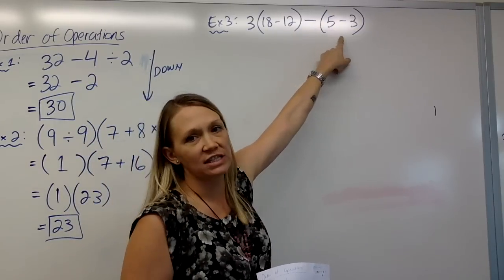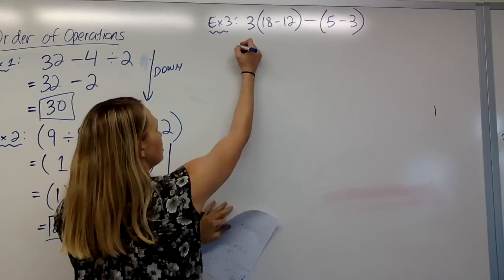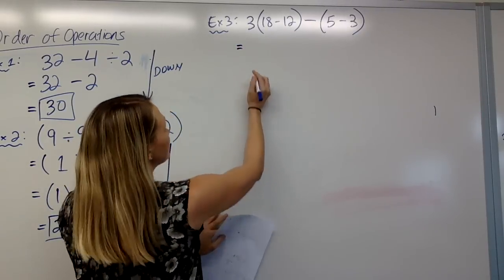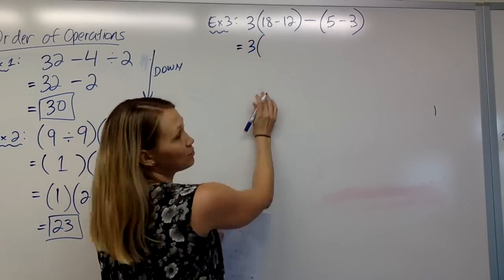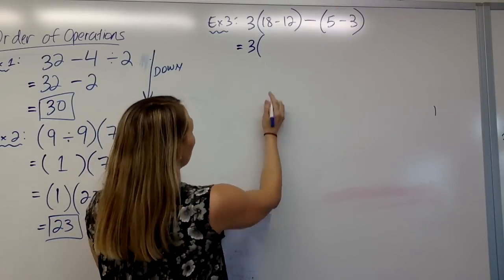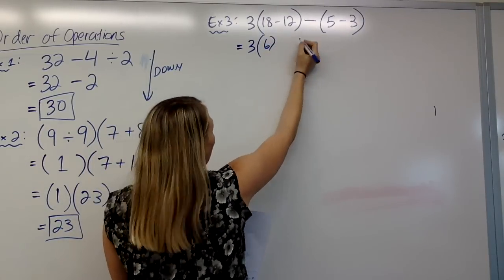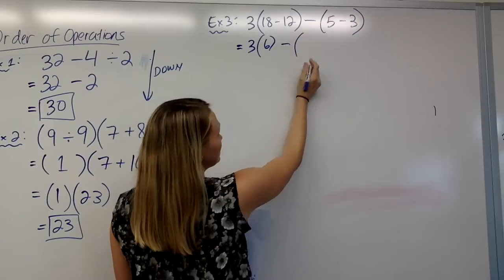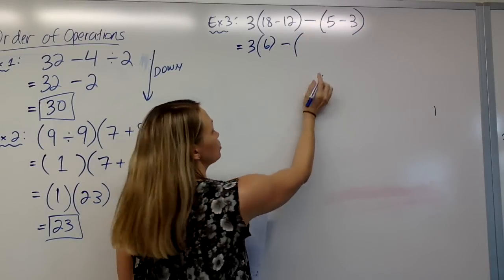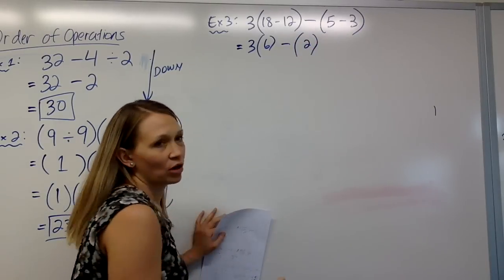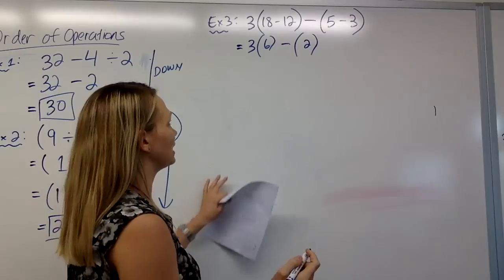Both of these are very simple mental math. Equal sign going down, copy the 3, do what's in parentheses. 18 minus 12 is 6. Copy the subtraction sign, do what's in parentheses. 5 minus 3 is 2. Look at that. We're already simplifying this dramatically.